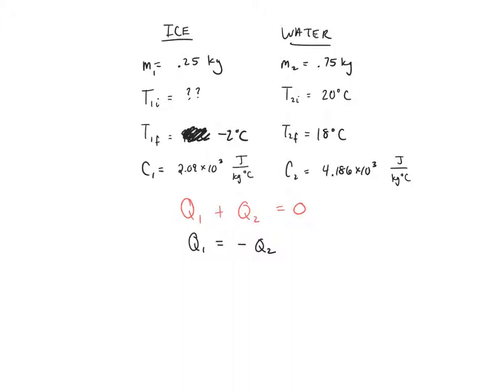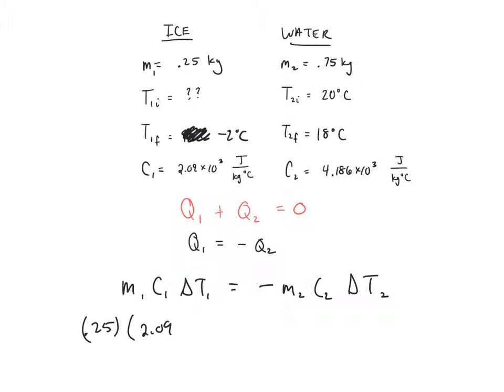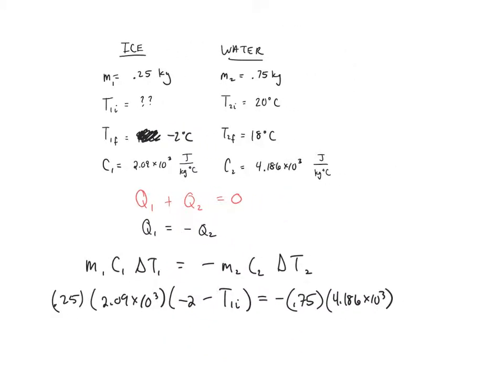So as a result, let's take a look at what we've got here. We've got mc delta T equals mc delta T. I can plug in what I know. I've got 0.25 kilograms there. I've got 2.09 times 10 to the third. Delta T is going to be final minus initial, and initial is unknown. And then on the right-hand side, I've got everything also. The mass of the water, the specific heat capacity of water, and then the final minus initial temperature over here will be 18 minus 20.